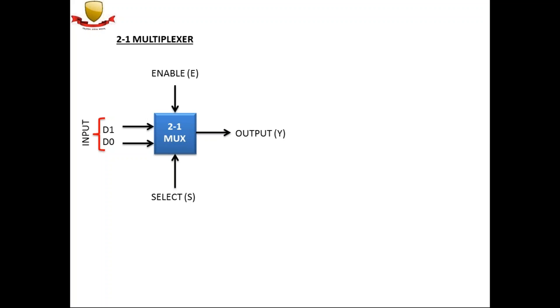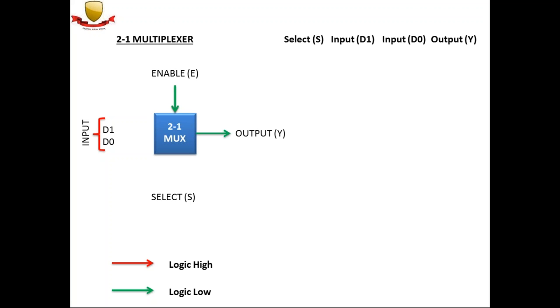Now let me demonstrate how it actually works. First of all, this is the case scenario. I'm using a red arrow as logic high and a green arrow as logic low. When this enable E is high, the output will always be low. So what is expected is that enable E should always be low, that is, set to 0. Now we can simultaneously draw this truth table as well.